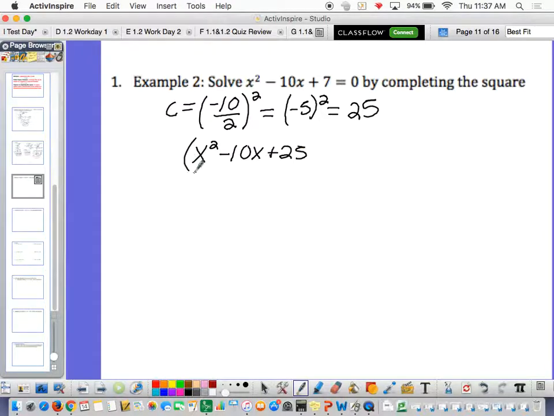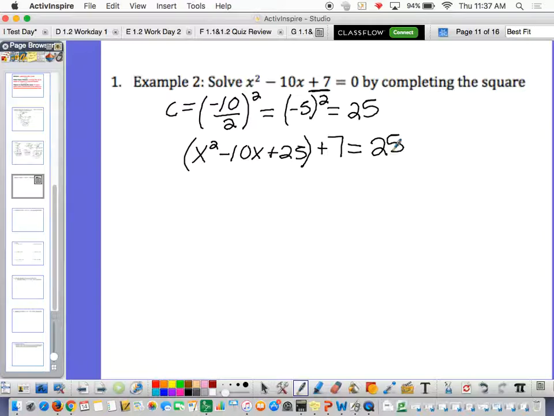And I'm going to protect that with parentheses because that's what's going to factor down. But you still have a plus 7 out here. We can't get rid of that because we started with it. And you should have learned at some point in your math career that what you do to one side of the equation, you must do to the other. So if we added 25 to this side of the equation, then we have to add 25 to the other as well.